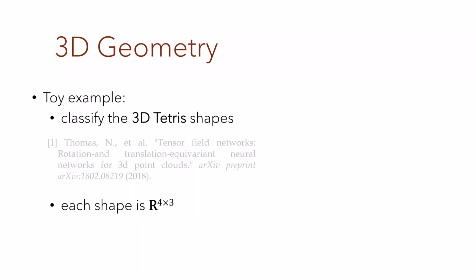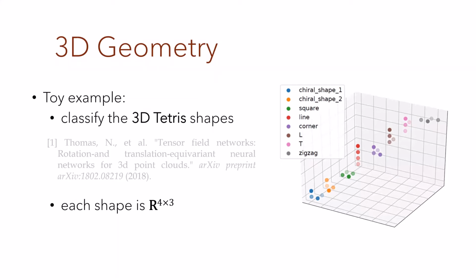In our work, we focus specifically on 3D geometry, which is important for tasks such as pose estimation, which in turn is a prerequisite for grasping, 3D inpainting and augmented reality. Consider, for example, the 3D Tetris dataset proposed in prior work that we visualize as follows. It consists of 8 shapes comprised of 4 3D points each, which can be seen as a 4 by 3 array.